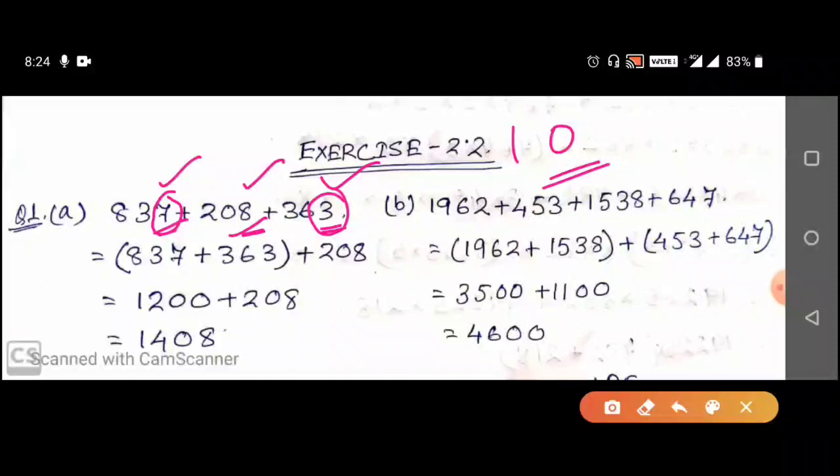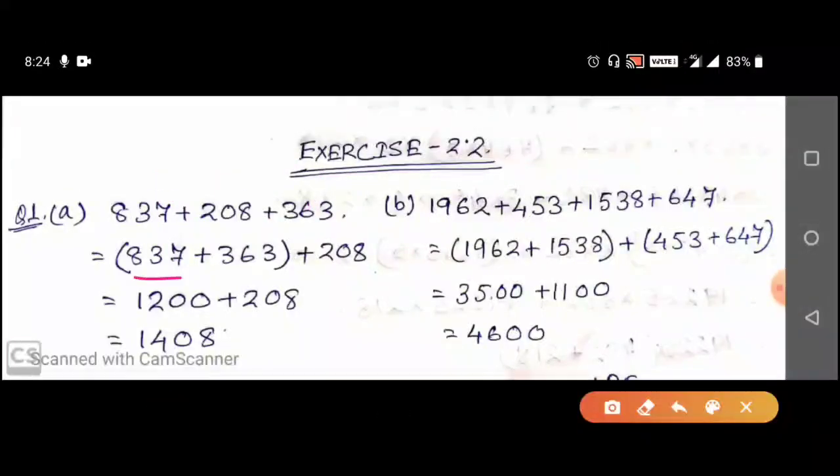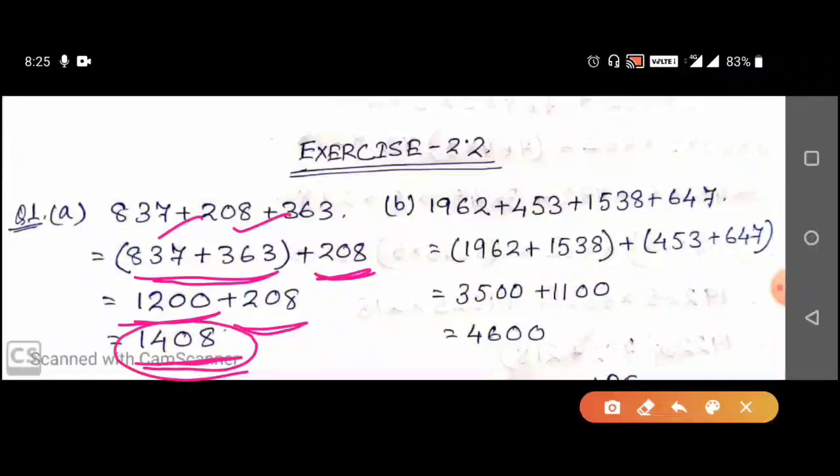So in this way, you have to select two numbers from these three given numbers. After that, you have to put those numbers inside a bracket and the other number you have to write in this way. After that, you know how to add the numbers. So after adding these two, you will get 1200 and you know the work inside the bracket we have to do first. Now 1200 plus 208 is 1408. Now see, our addition becomes easier by doing the suitable arrangement.